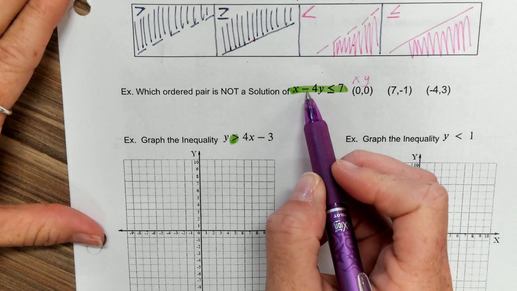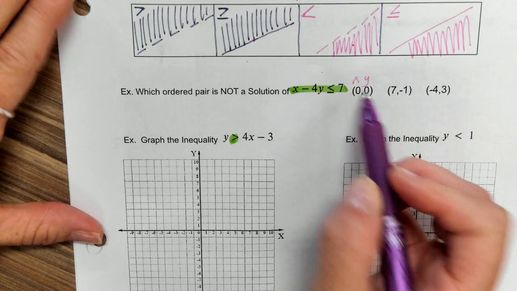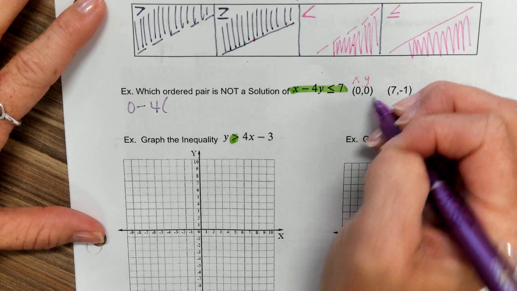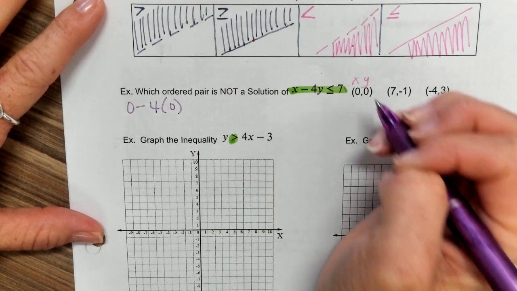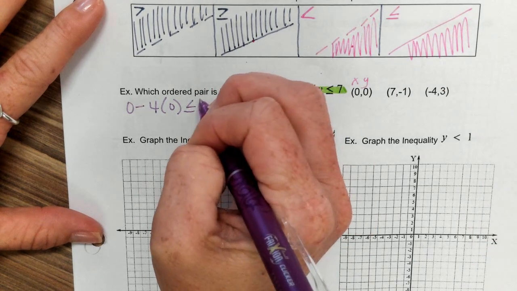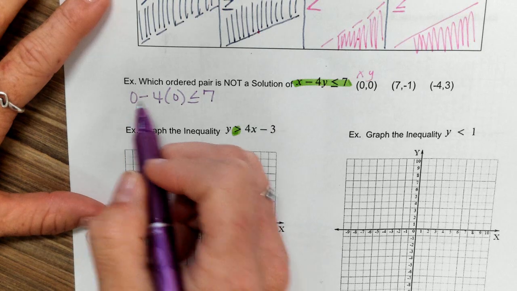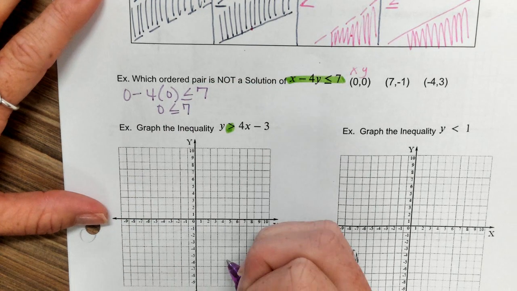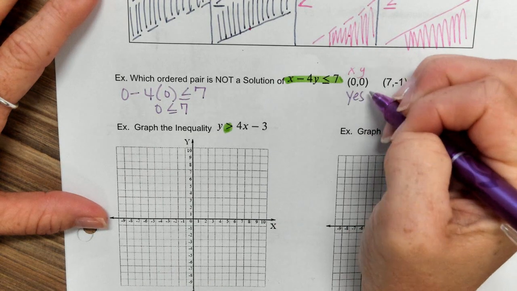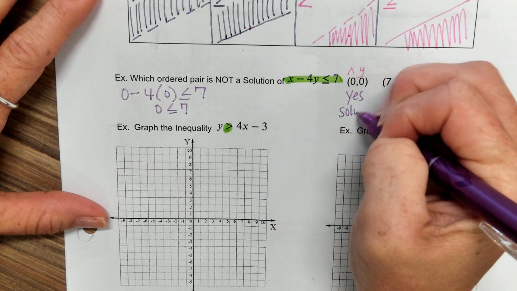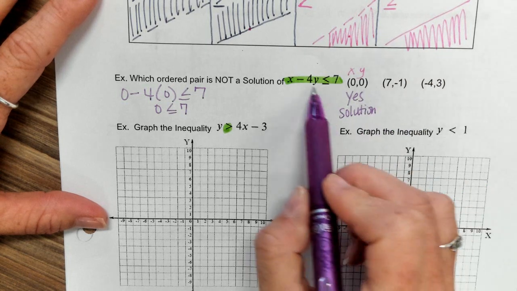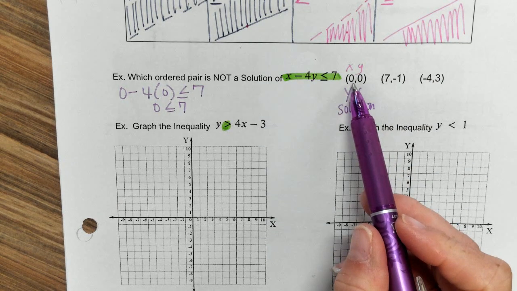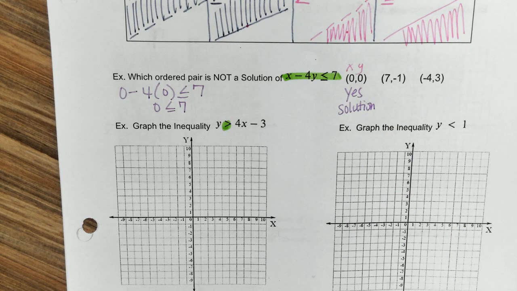So I'm going to say x minus, well, what is x? 0 minus 4 times y. What's y? Is it less than or equal to 7? Well, what is 0 minus 0? Is 0 less than or equal to 7? So yes, this would be a solution. Meaning, if I was to graph this and shade, this would fall in the shaded area. Are y'all okay with that?